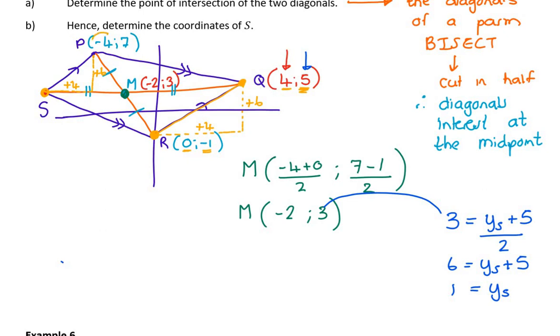So if I land up at -4, how do I go backwards? Well, this is 4 units. If I'm working backwards, I must minus 4. So this will be at -8 on the x-axis. And I added 6 to go up. So if I'm working backwards, I must minus 6. And 7 take away 6 is 1.